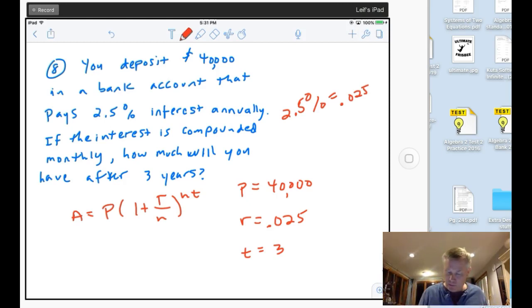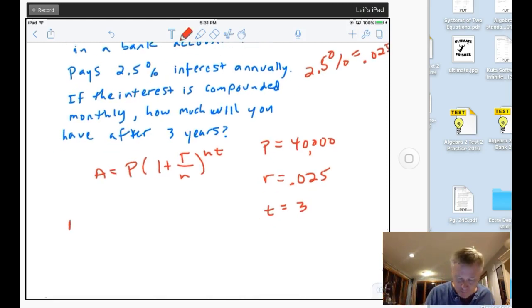Okay, so these are all the things I need, I think, here. Let me plug them into my formula. A equals 40,000.